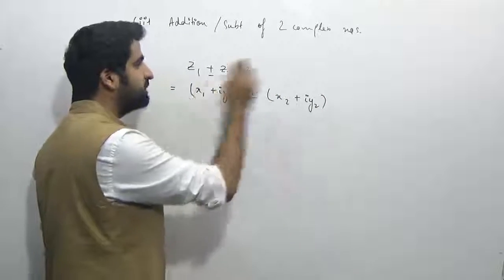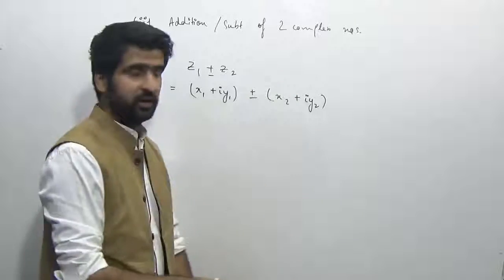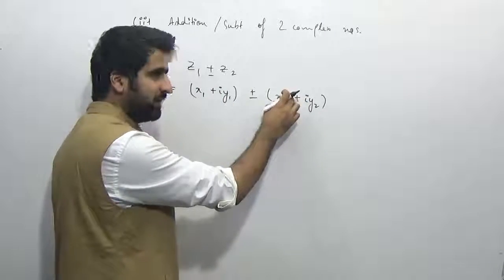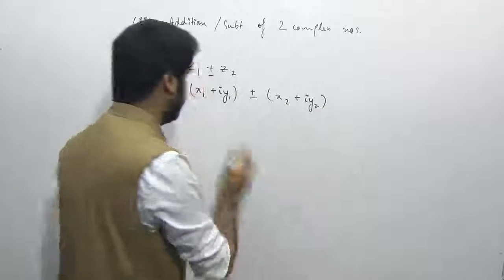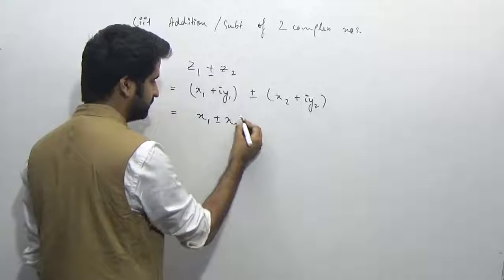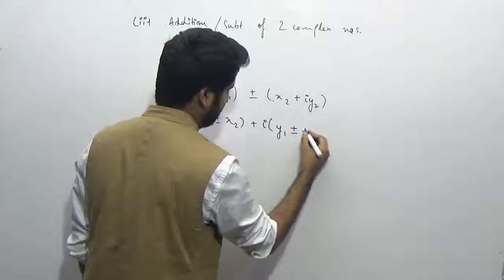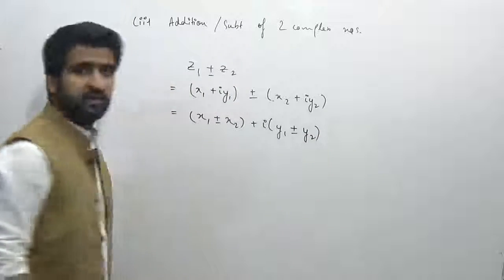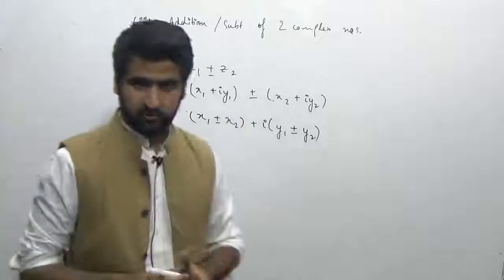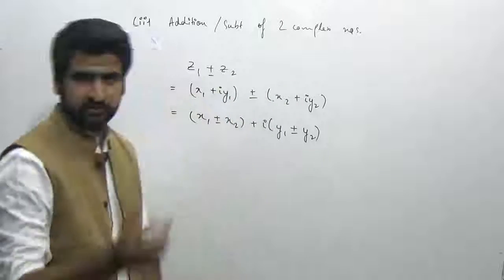We can't add a real part to an imaginary part or an imaginary part to a real part. We have to add or subtract real parts separately and imaginary parts separately. So this will come out to be x1 plus or minus x2, plus iota times y1 plus or minus y2. This will be the result if we add two complex numbers. The real parts will be added separately and the imaginary parts separately.